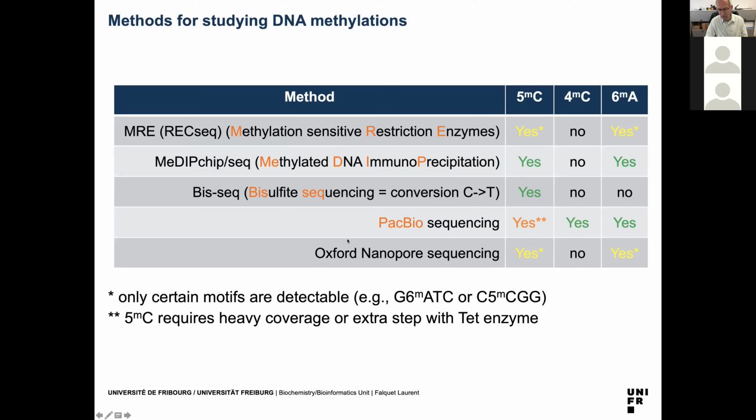Then with long-read sequencing, it's known now that PacBio and also Oxford Nanopore can directly detect methylated bases during the sequencing process. And this shows that PacBio is capable of detecting very easily 4-MC and 6-MA, also 5-MC, but usually it requires a higher coverage of the region, whereas Nanopore is also limited by the motifs. So for Nanopore, there are some motifs that are easier to detect than others.